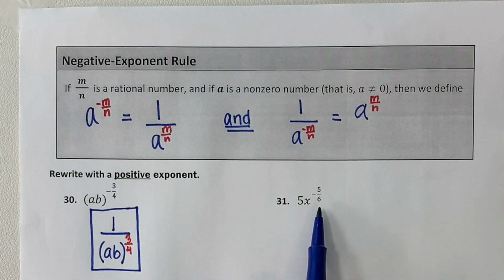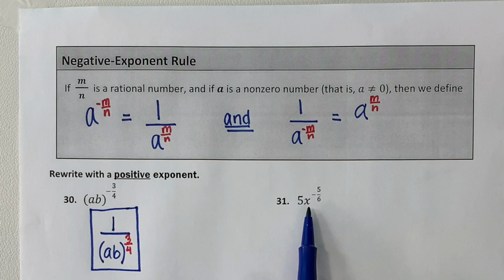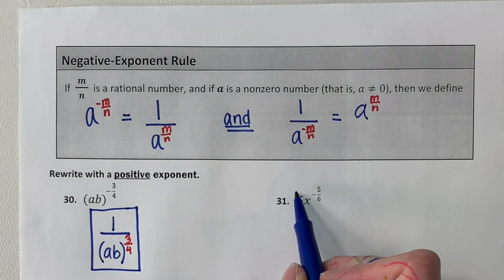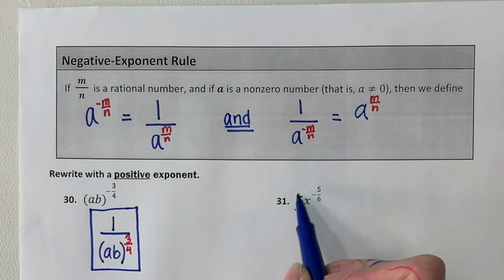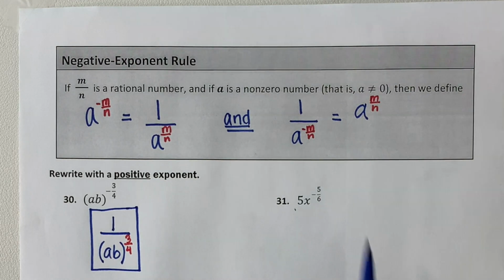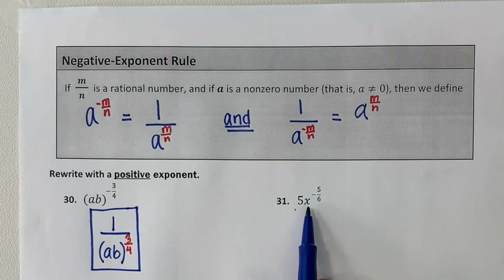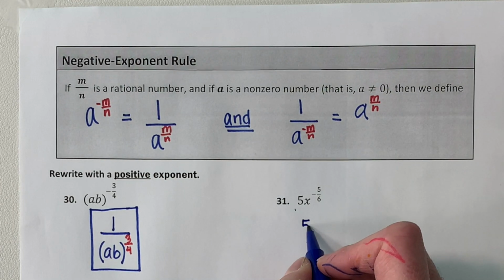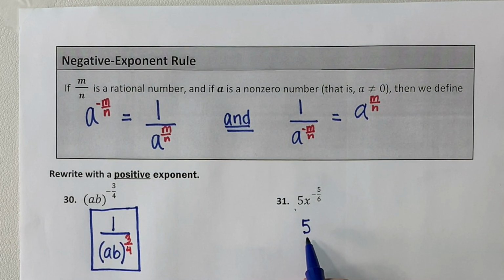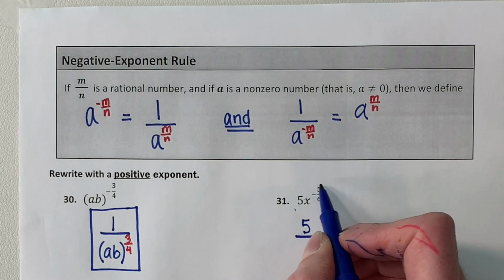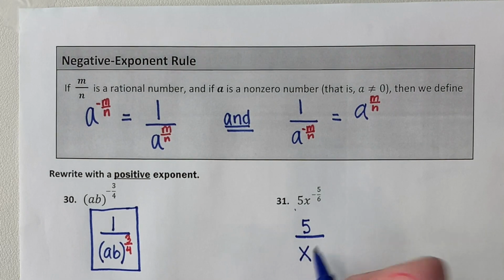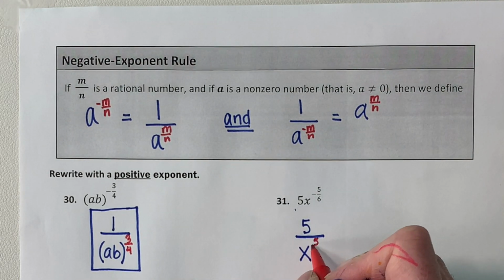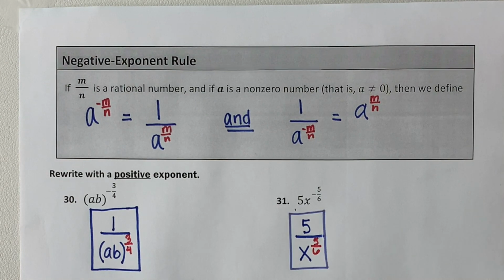Now for this expression here, the negative exponent only applies to the x. It does not apply to the 5. If there had been parentheses around here, then the negative exponent would apply to both the 5 and the x. But since there are no parentheses, the negative 5/6 only applies to the x. So the 5 does not have a negative exponent, so we're going to leave it where it is in the numerator. The x has a negative exponent, so we're going to pick up the x and move it to the denominator. And when we do that, the exponent becomes a positive 5/6.